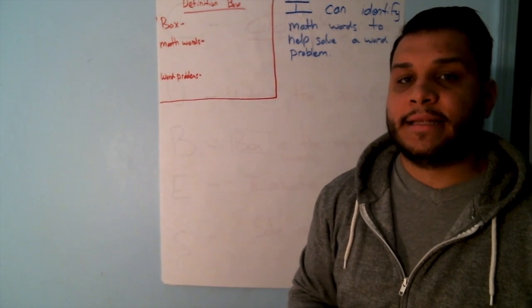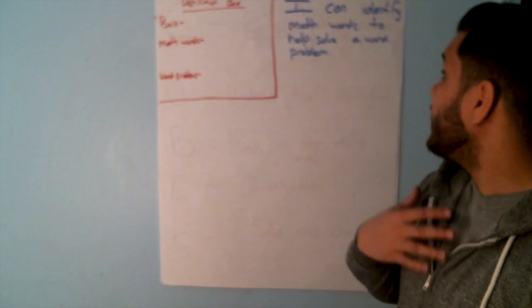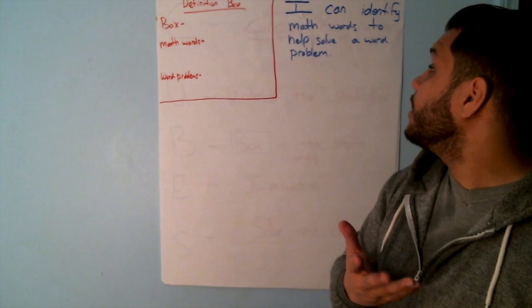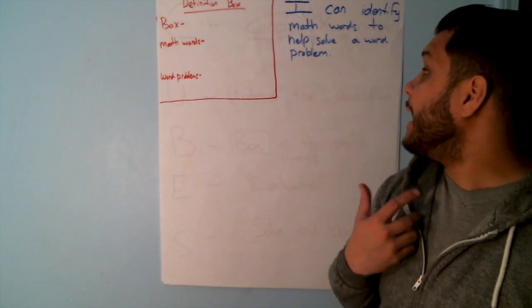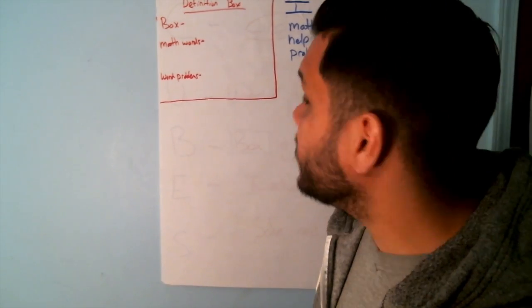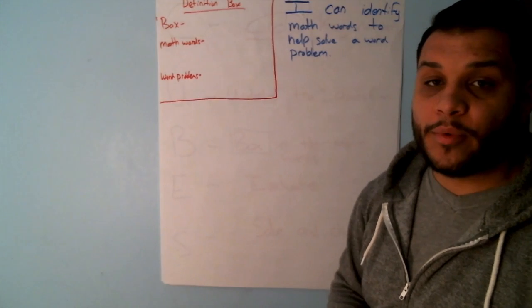Our I can statement today is I can identify math words to help solve a word problem. When we look in our definition box, we see three words: box, math words, and word problems.